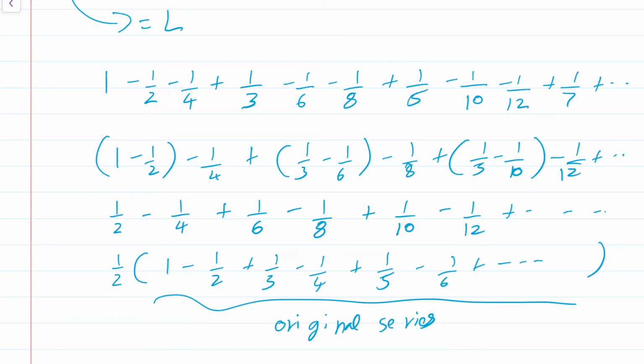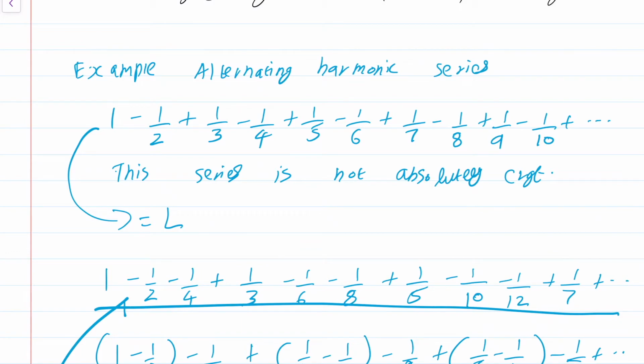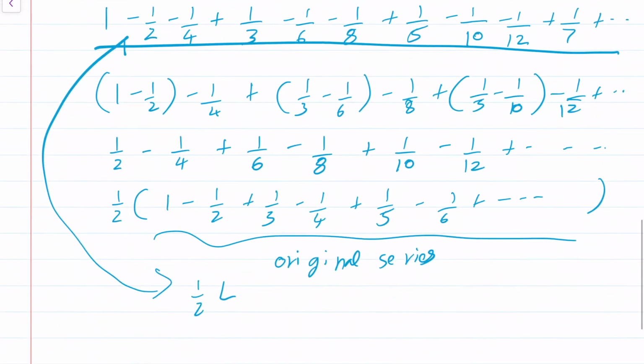So if this original series were to converge to L, then this rearrangement, where I have just bunched together terms in a different way, should converge to half L. Right? So something interesting is happening. If you rearrange the terms of this series, which is not absolutely convergent, but it is actually convergent, which we are going to see now, then you get a different value for the sum. In fact, you get half of the original value.